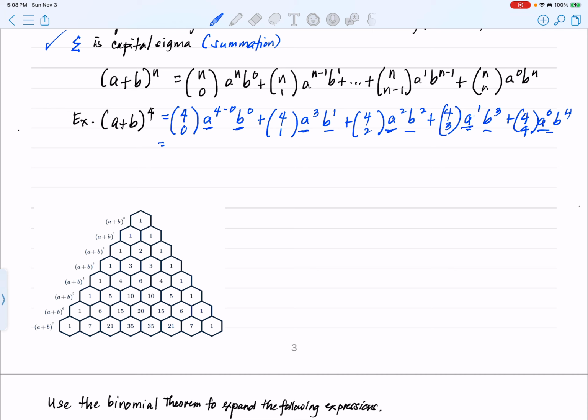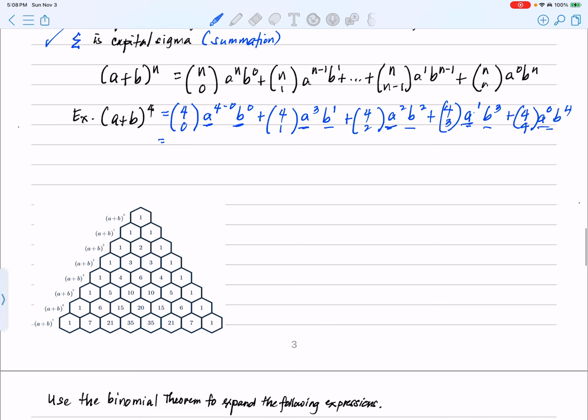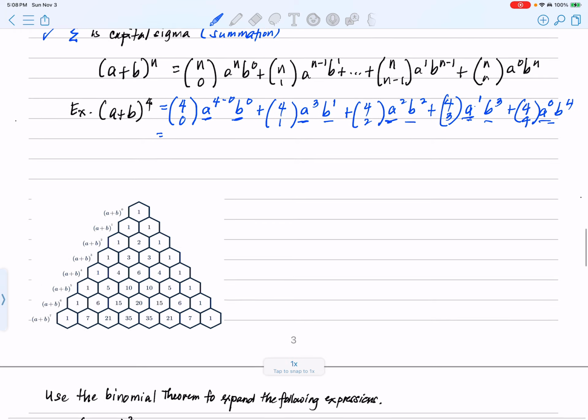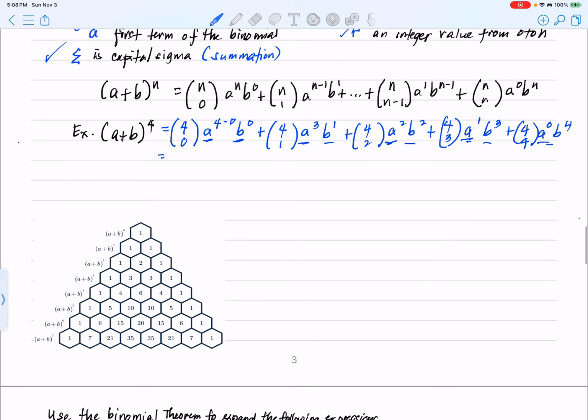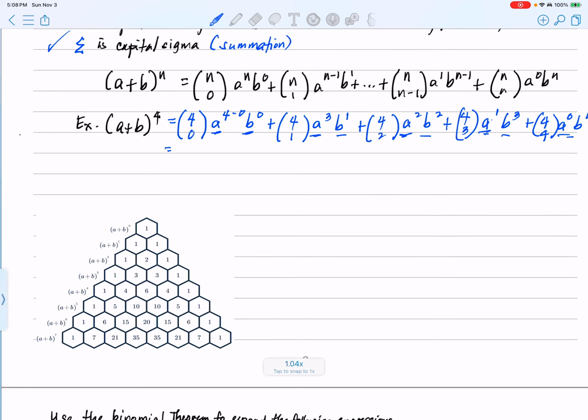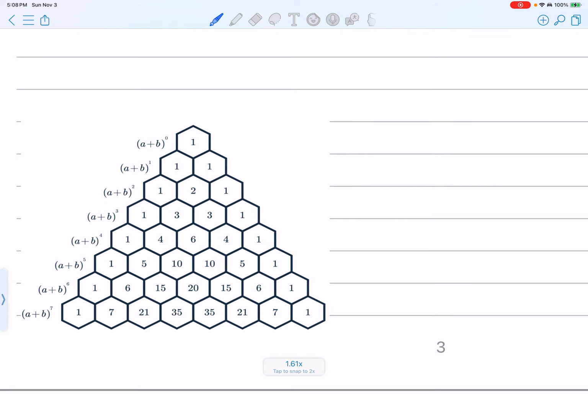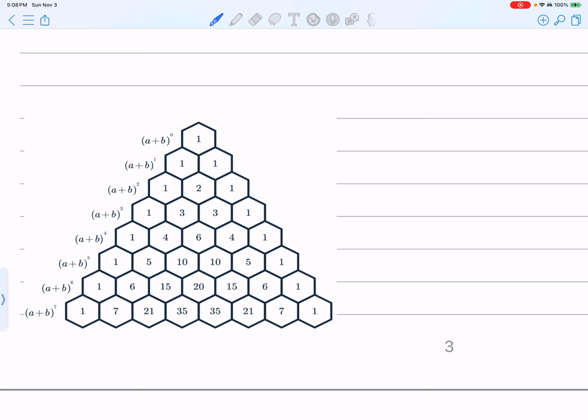So, okay, let's simplify. If we look at the term, I'm looking at my Pascal's triangle now. B to the fourth, I will expand this. So this is b to the 0. B to the fourth will be here. There.